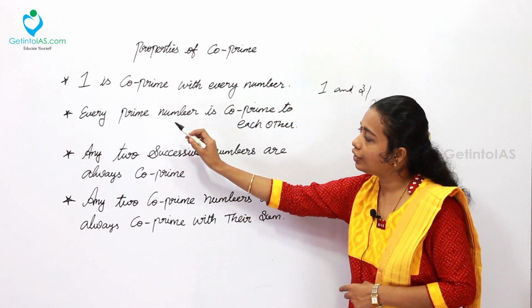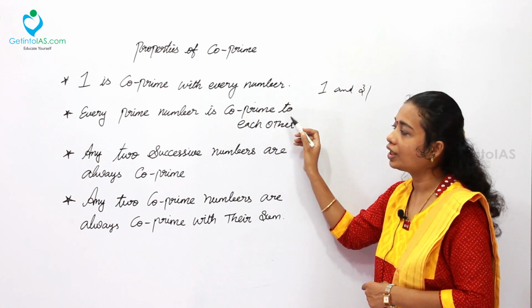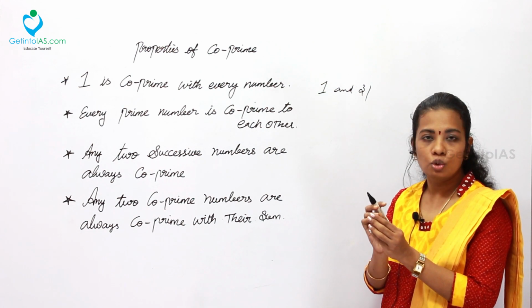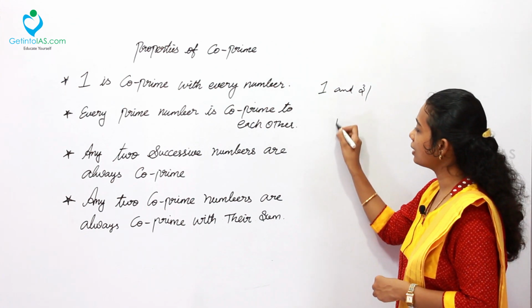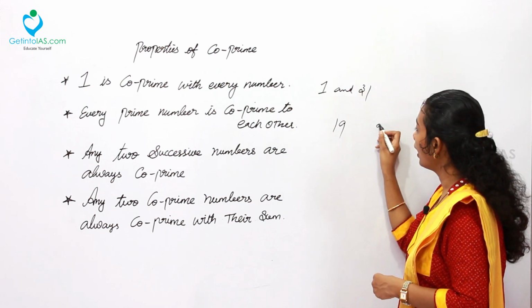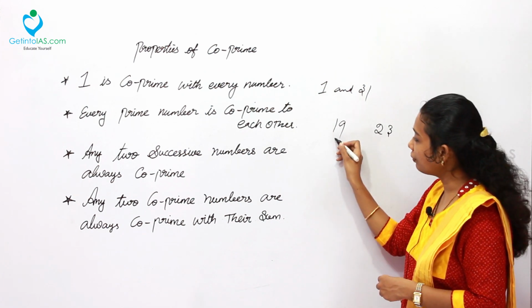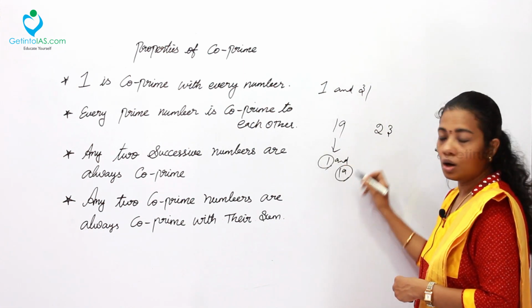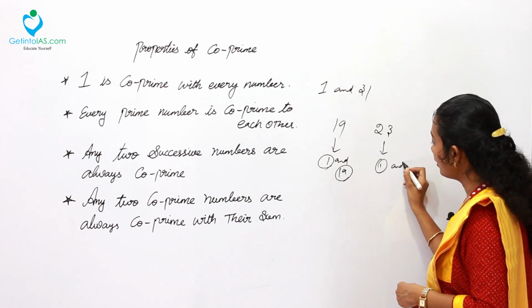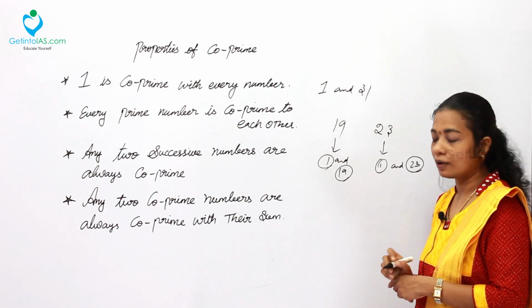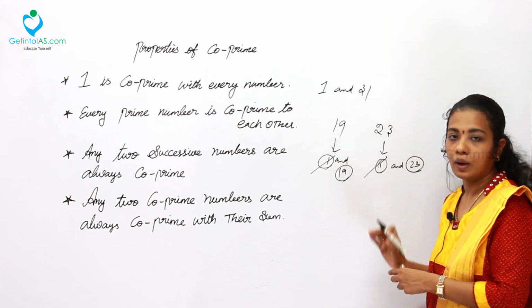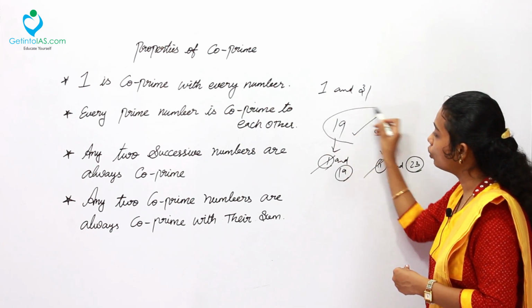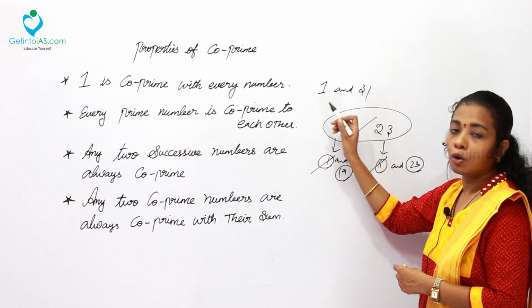The next one: every prime number is co-prime to each other. You can take any two prime numbers, and they will always be co-prime. For example, 19 is a prime number and 23 is a prime number. What are the factors of 19? 1 and 19. What are the factors of 23? 1 and 23. Except 1, is there any common factor between these two? No. So these two numbers are said to be co-prime.